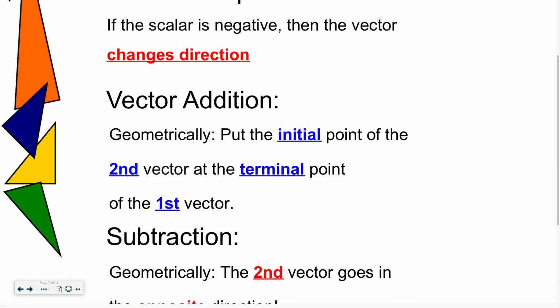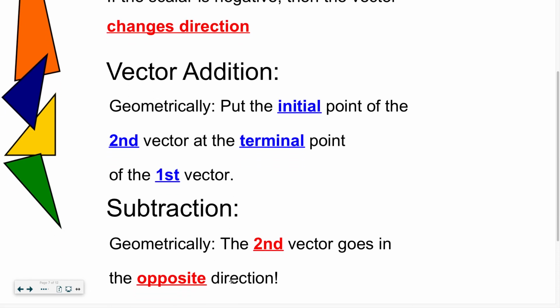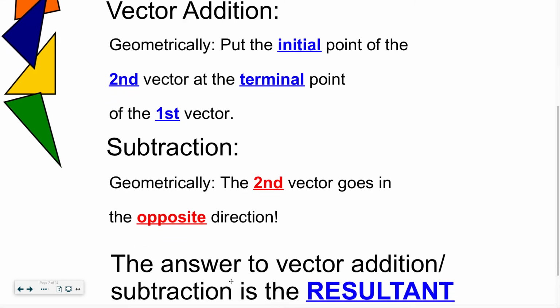In subtraction, you don't go in the same direction as the second vector, because that would be adding it. You'll go in the opposite direction, because subtraction is plus a negative, so it's like having a negative scalar. Your second vector will go in the opposite direction.